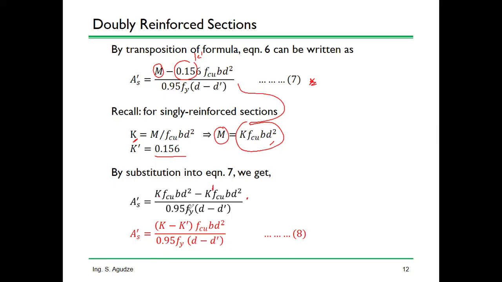So we can now factor fcu bd squared out, and when we factor it out, we would now get AS prime to be K minus K prime fcu bd squared all over 0.95 fy times d minus d prime. So this equation 8 is a very important equation that is used to calculate the area of the compression steel. This equation can be found in clause 3.4.4.4 of BS 8110 part 1. Let's proceed.